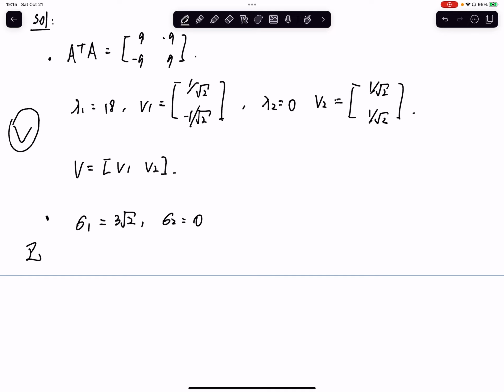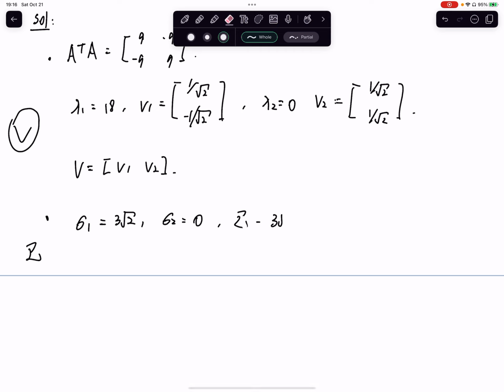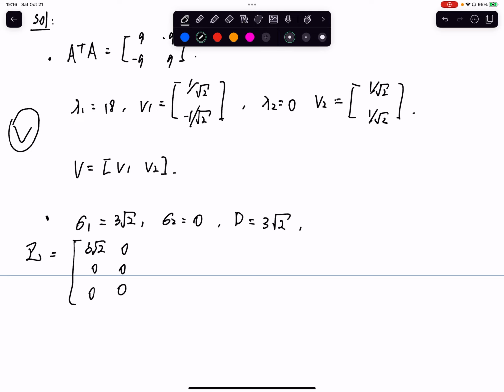Since there is only one non-zero singular value, the matrix D may be written as a single number. That is, our diagonal D is just 3 square root of 2. Since the matrix sigma has to have the same size as A, we need to have D in its upper left corner, so sigma is 3 square root of 2 with all the other entries being 0. Okay, so it leaves us to construct U.